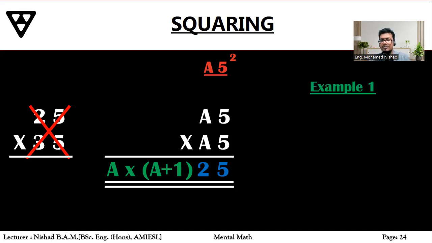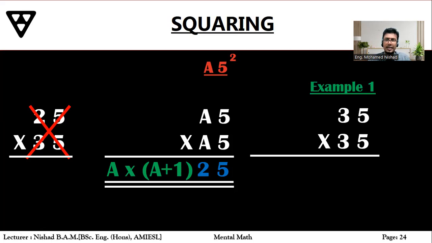As an example, 35 multiplied by 35. You have to check whether it is a square or not. Of course, it's a square because the same number is multiplied by that same number. So then we call it a square. And then the second criteria is whether that number is ending with 5 or not. Yes, they are both ending with 5. So then we can apply this technique.